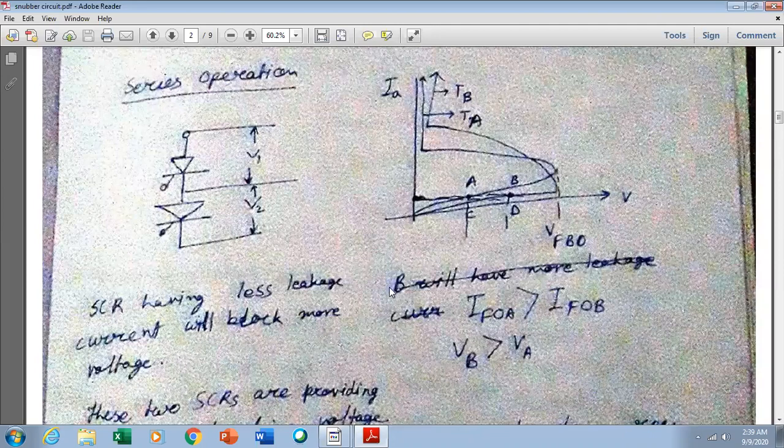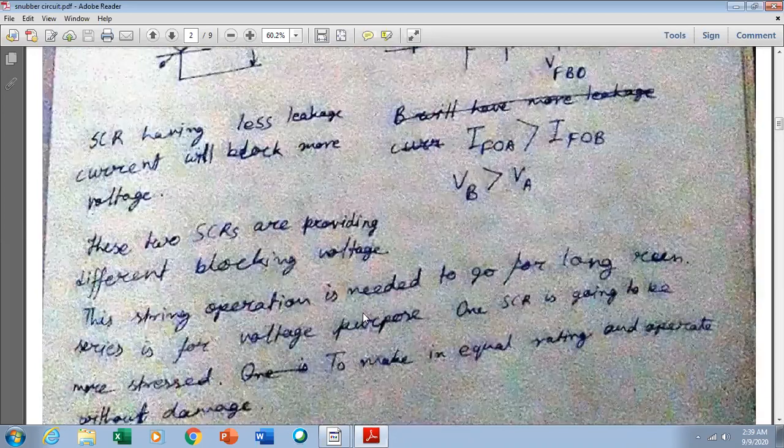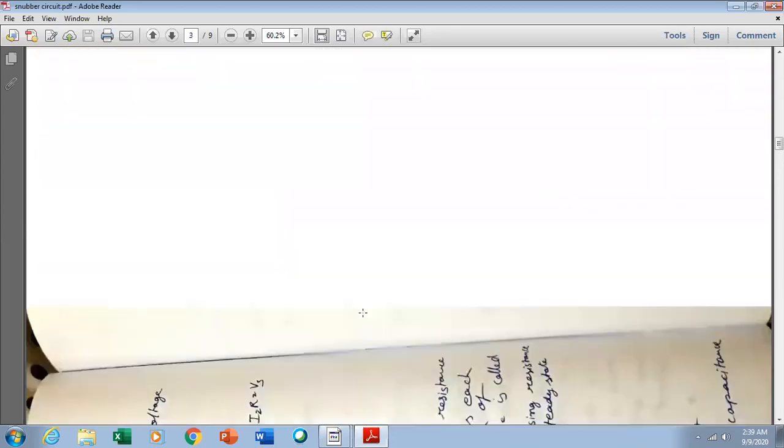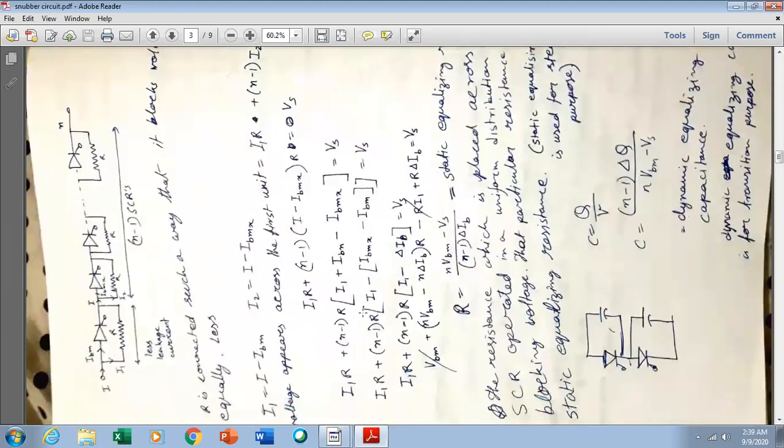And this string operation needs to go for the long run. So series is for voltage purposes. One SCR is going to be more stressed. To make them equal in rating and operate without damage, we will construct the SCR string in a different way.